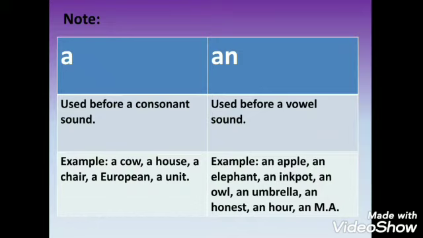But the words honest, hour and MA start with consonant letters, but as they do not produce consonant sounds, they can be used with AN. In the word honest, H is silent. We don't say honest with an H. In the word hour, H is silent. We don't say hour with an H. And the last example, though it starts with a consonant letter M, we pronounce it as EM-A. We don't say M. Therefore, we are using AN with all these three words.